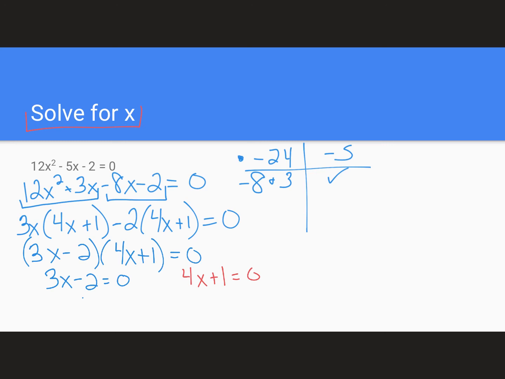So in this case, I would get 3x equals 2. That should be an equal sign. And when I divide by 3, I get x equals 2/3. Please do not write that as a decimal because it is a non-terminating decimal. Over here, I subtract 1. I get 4x equals negative 1. So x equals negative 1/4. If you wanted to, you could write that as a decimal, but I don't see a point. So there's our two values for x.